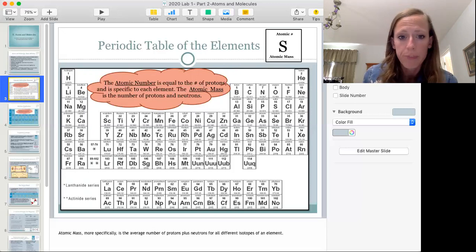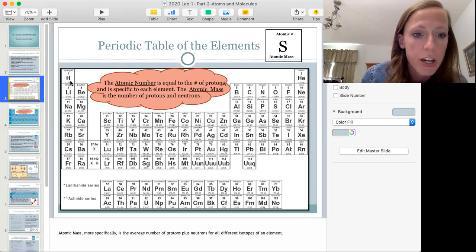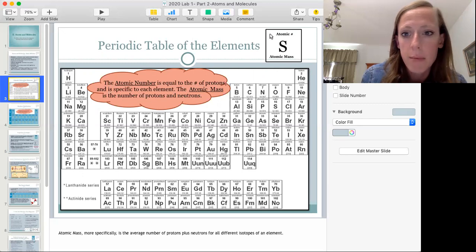That's the chemical symbol. The second thing you can find from your periodic table of the elements is the atomic number. And the atomic number is always going to be equal to the number of protons for each element. That number of protons is specific to each element. You cannot change the number of protons and have the same element. So if you look here, you've got hydrogen, this number 1, that's the atomic number. If you look at helium over here, number 2, that's the atomic number as well. So this is the number of protons.